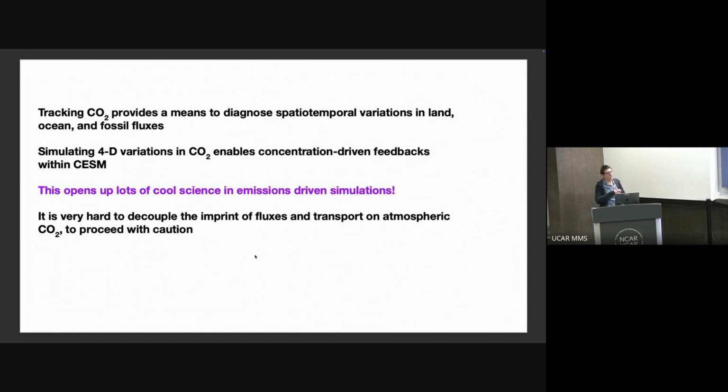As we've been introduced to these HOPE simulations, there's a lot that we can do to really get at what some of these are. But just the important note: it's really hard to decouple the imprint of fluxes and transport. So this is an area where you want to proceed with caution and make sure that you are not assuming that the atmosphere is perfect. It's definitely not going to be. So we can blame somebody other than ourselves for this one.